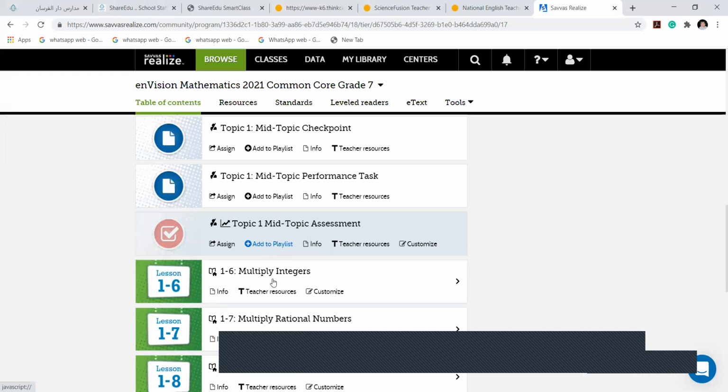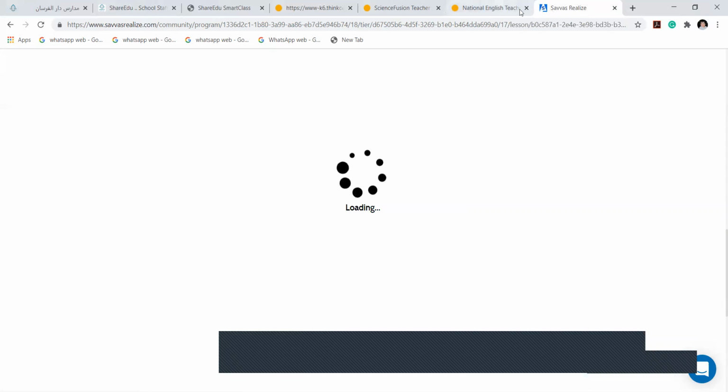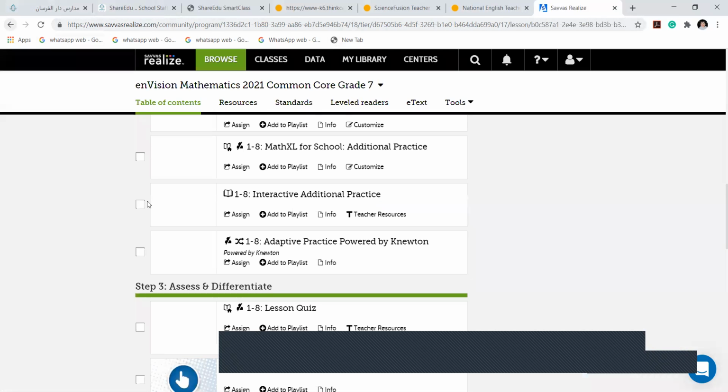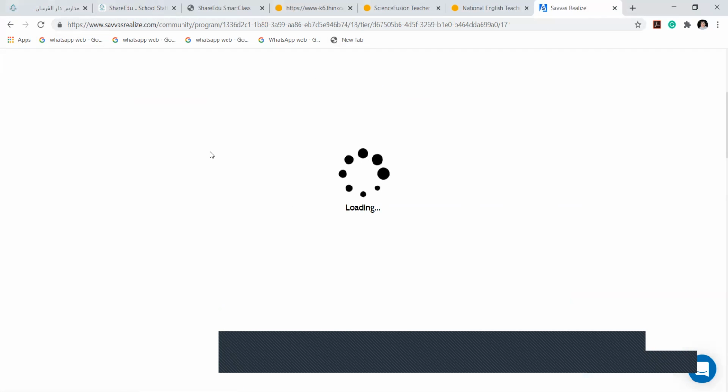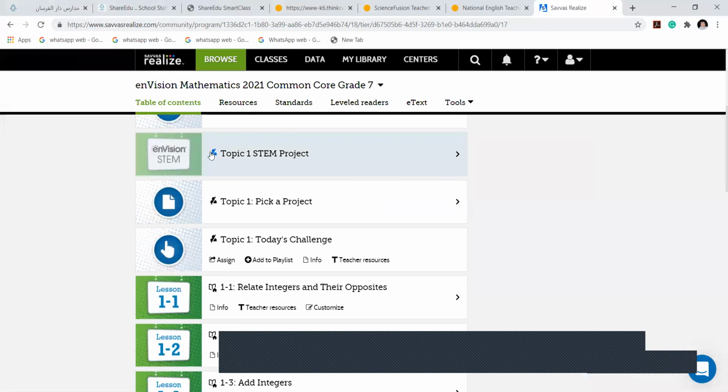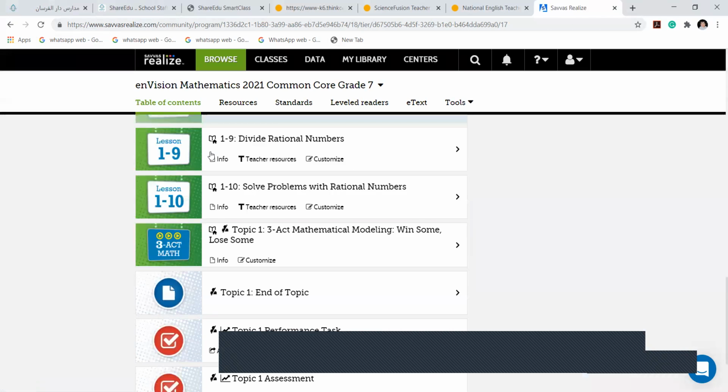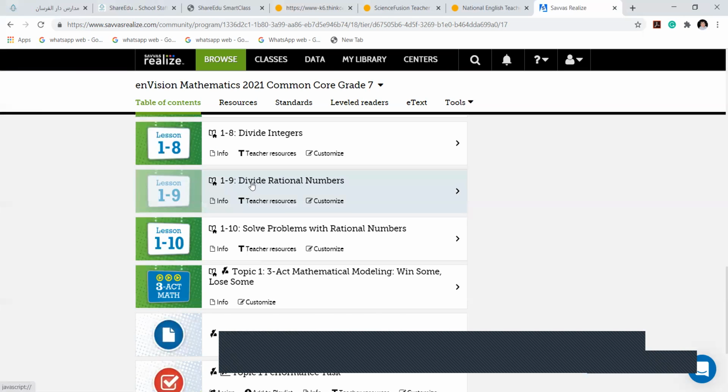Okay. Now we have the last topic, that is divide fractions. Divide integers we have done. We have the last topic of this lesson, divide fractions, rational numbers, regular numbers.